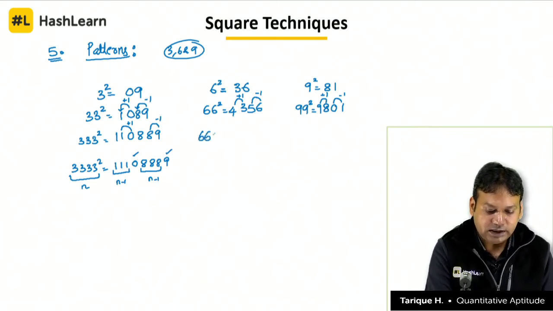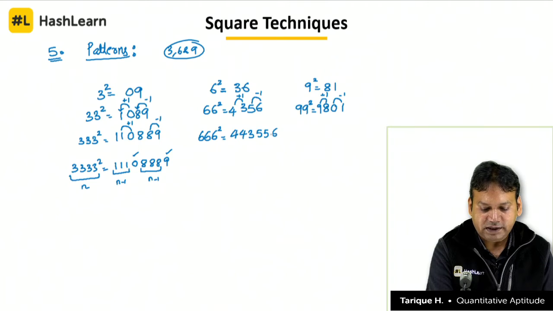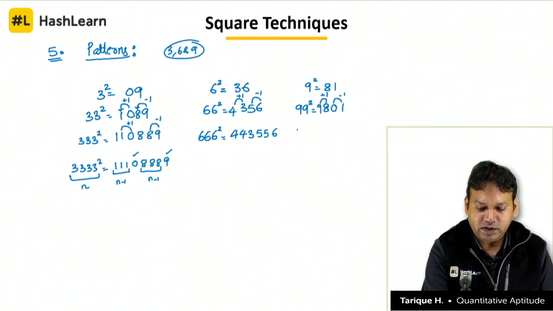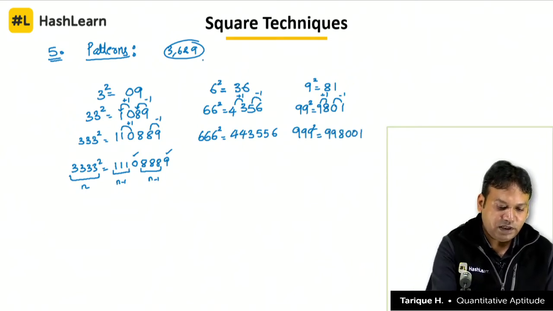So, 666 square will become 443556, and then we can go on doing this also. 999 square is 998001. Now, this is the pattern for 3, 6 and 9.